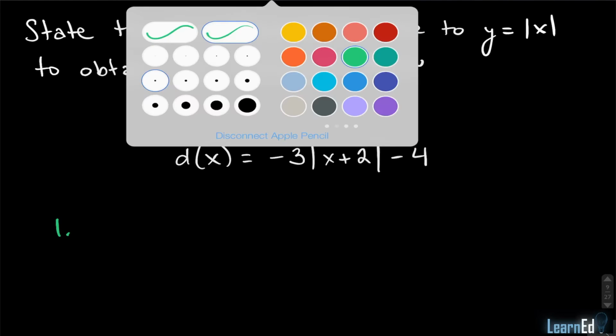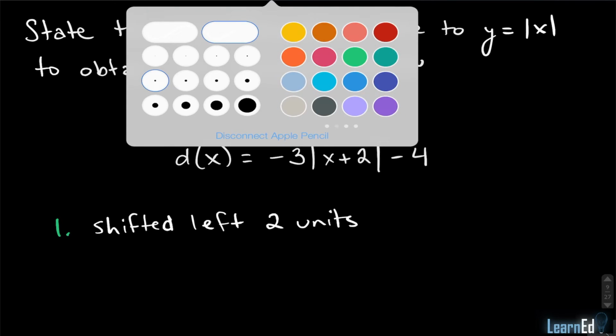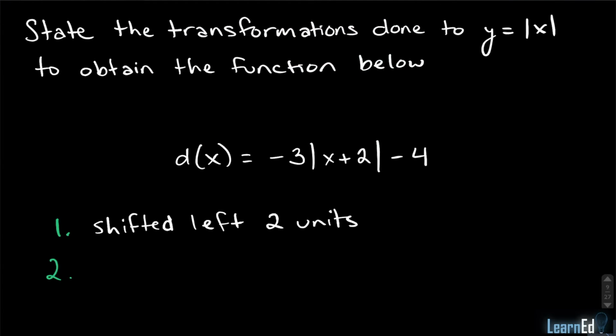You can say that your first transformation is that this was shifted left 2 units. The reason why? Because this is positive 2, so you make it negative because it's inside those parentheses. Okay, and absolute value, same idea. Obviously, absolute values do different things, but hopefully that at least makes sense.